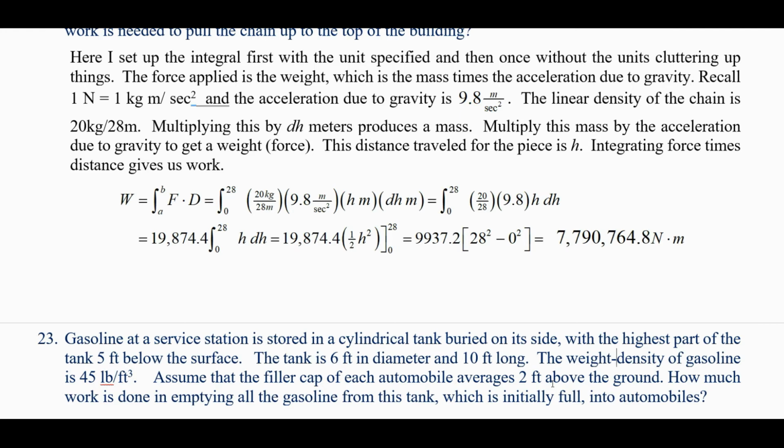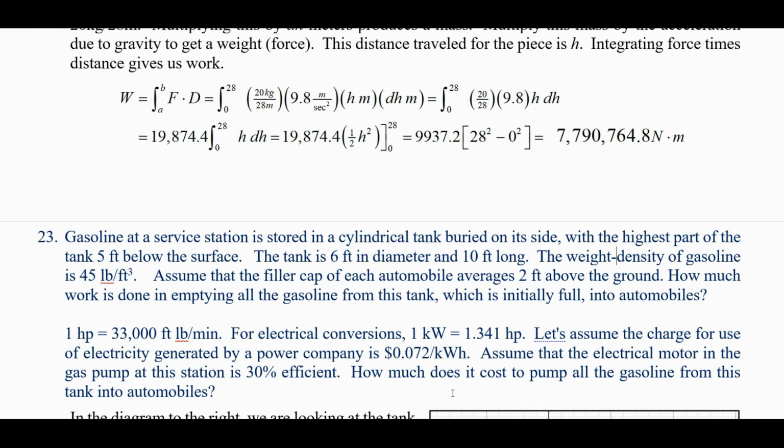In other words, we're going to pump this from the tank to the automobiles. And then we're going to do one more thing at the end. 1 horsepower is 33,000 foot-pounds per minute. For electrical conversions, 1 kilowatt is 1.341 horsepower. And let's assume the charge for use of electricity generated by a power company is $0.072 per kilowatt hour. Assume that the electrical motor in this gas pump at the station is 30% efficient. How much does it cost to pump all the gasoline from the tank into the automobiles?